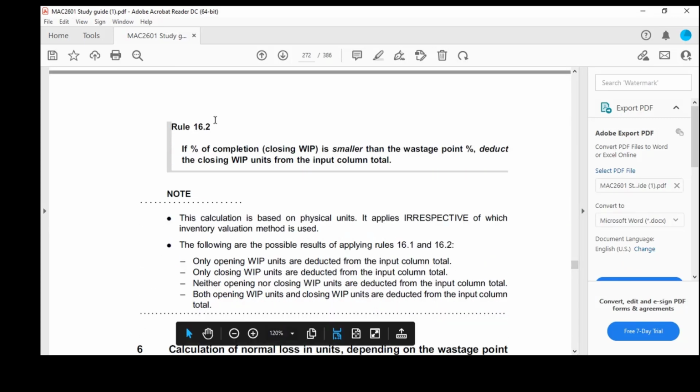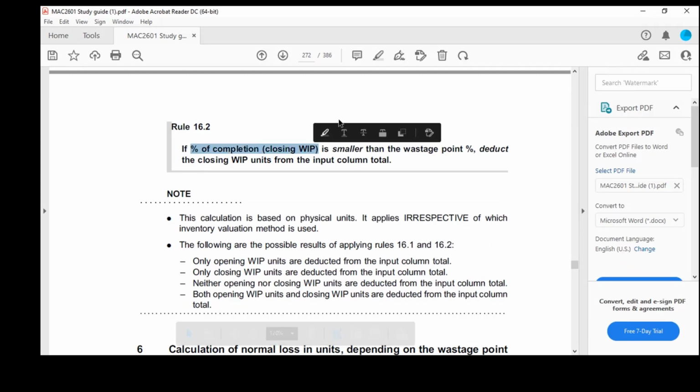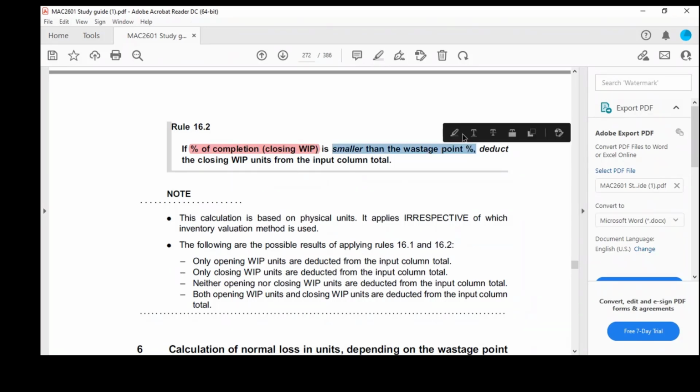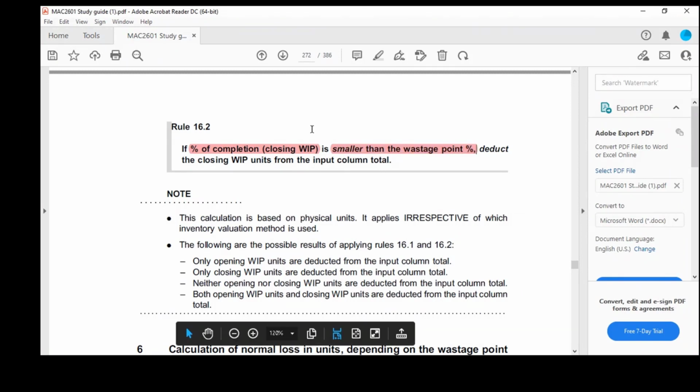Rule number 2, if the percentage of completion for your closing WIP is smaller than the wastage point percentage, you deduct your closing WIP unit from the input column. Very important that you know this by heart.